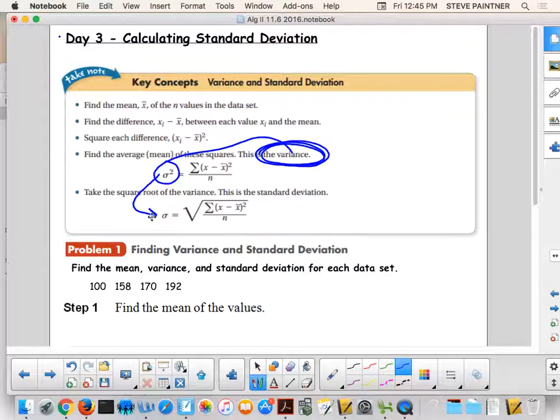What's the E? What's this capital E thing called? It's a Greek letter. It's sigma. In math, you'll see it a lot. It means take the sum of. Sum means what? Just add it. It's just add. So this means take the sum of all these numbers.